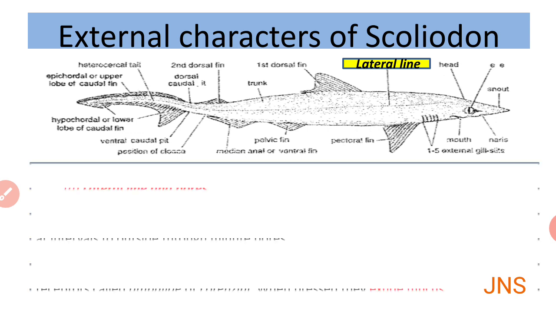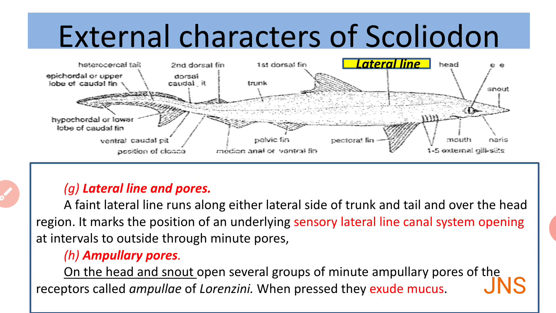Then there is the lateral line, also called lateral line pores. The lateral line is a faint line found towards the lateral side of the body of the fish, and in the case of Scoliodon this lateral line is also found. This faint lateral line runs along either lateral side of the trunk and tail and some part of the head region also. It marks the position of the underlying sensory lateral line canal system.